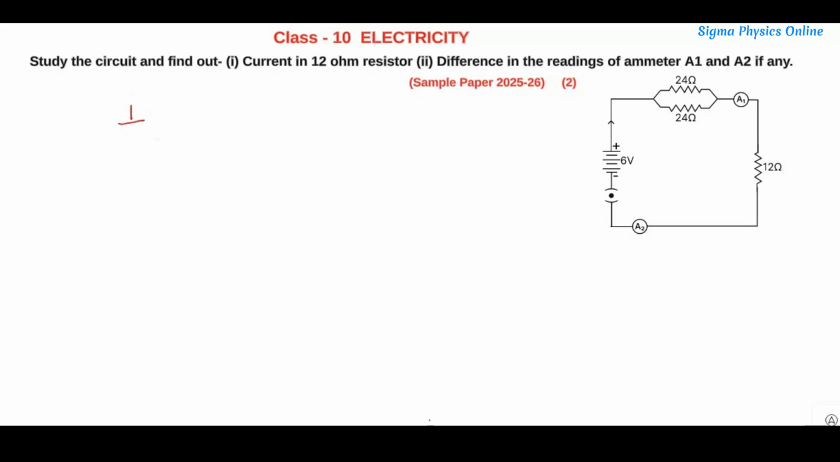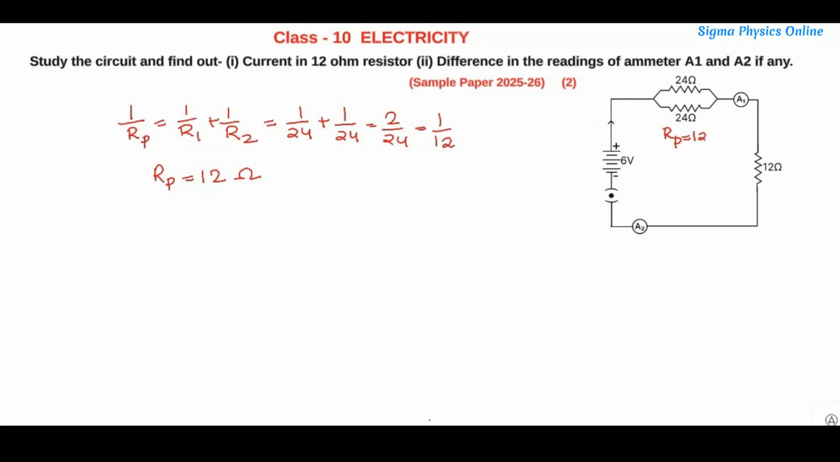So the value will be 1 by Rp is 1 by R1 plus 1 by R2. Now R1 value is 24. So it is 1 by 24 plus 1 by 24, which is 2 by 24, which is 1 by 12. So 1 by Rp is 1 by 12. Rp is 12 ohm. So this is the equivalent resistance of this parallel combination, that is Rp is 12 ohm.